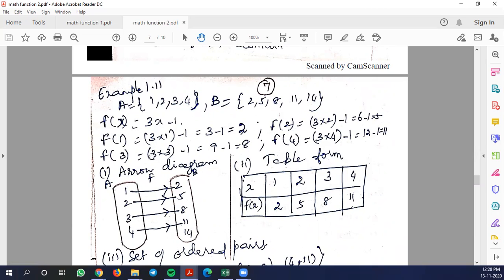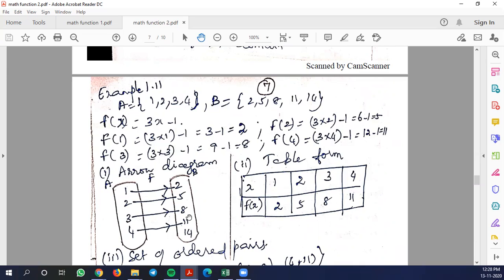So what is f of 1? 3 into 1 minus 1. 3 ones are 3, minus 1, it is 2. What is f of 2? 3 twos are 6, minus 1, it is 5. What is f of 3? 3 threes are 9, minus 1, it is 8. What is f of 4? 3 fours are 12, minus 1, it is 11.